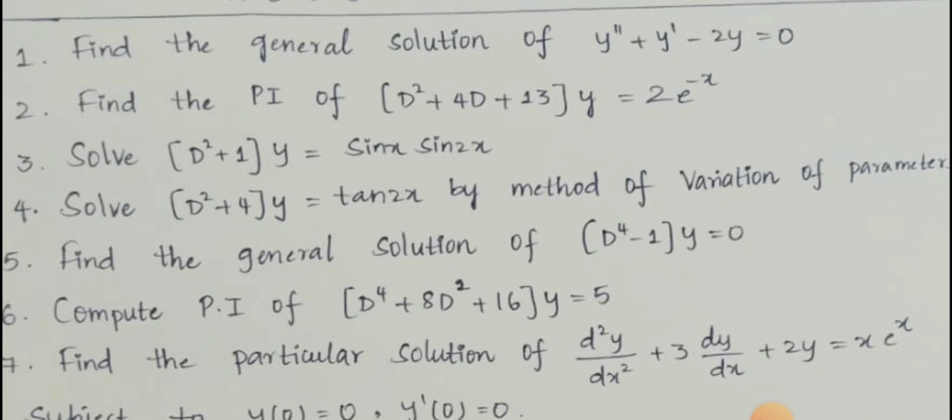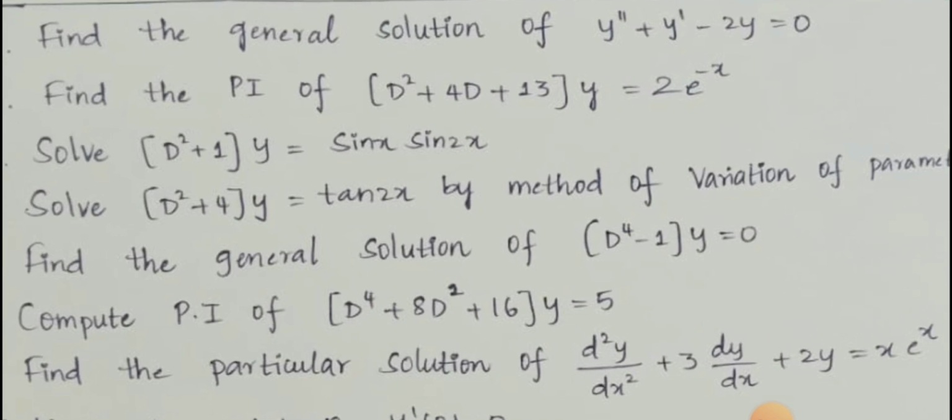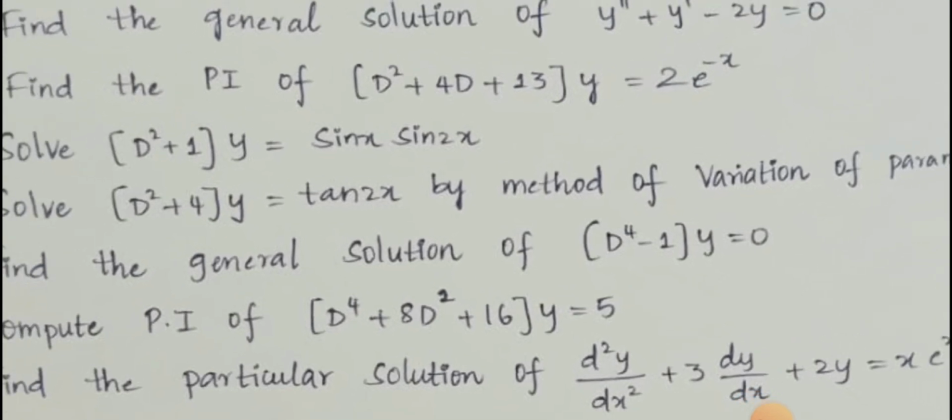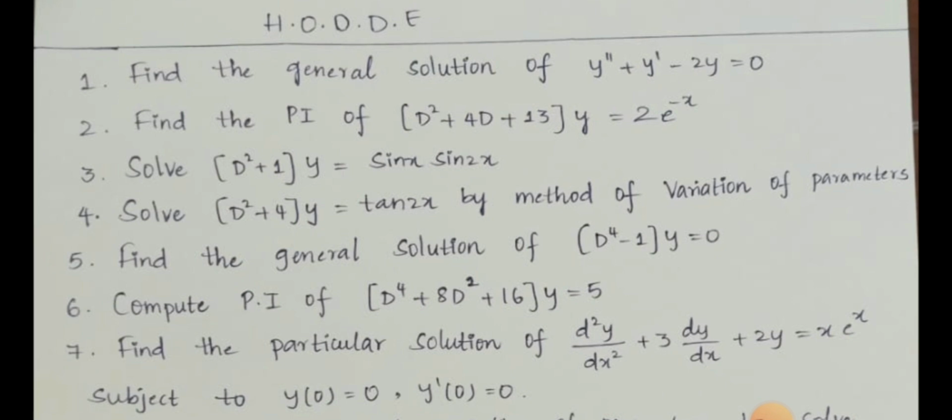Fourth one, d square plus 4 of y equal to tan 2x by the method of variation of parameters. So in the method of variation of parameters, after getting yc, yp is nothing but au plus bv. So a and b you calculate and directly you can make the simplification to get your final answer. Fifth one, find the general solution of d power 4 minus 1 of y equal to 0. Since the right side is 0, you are calculating only yc.